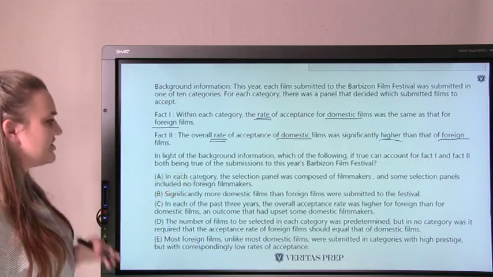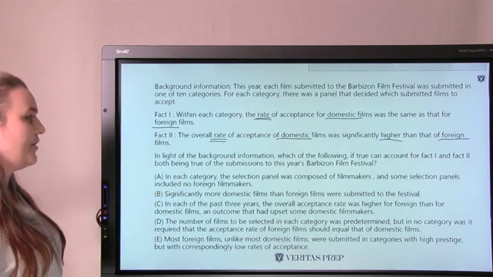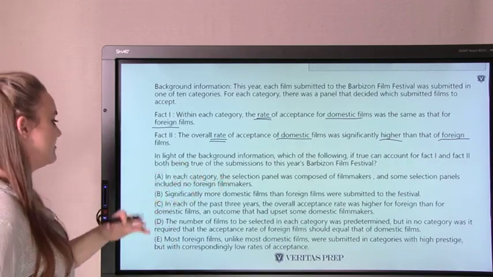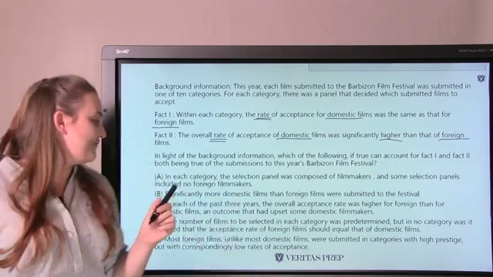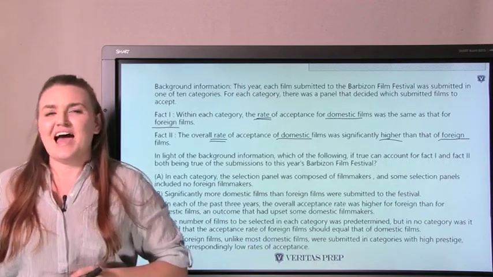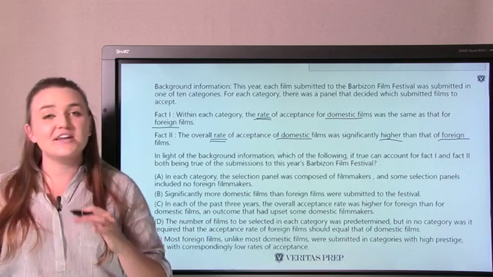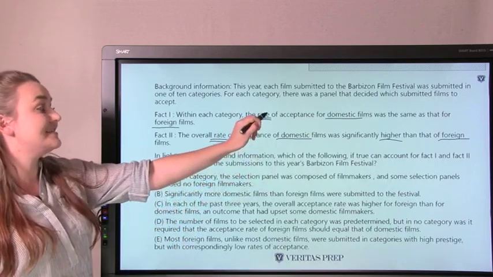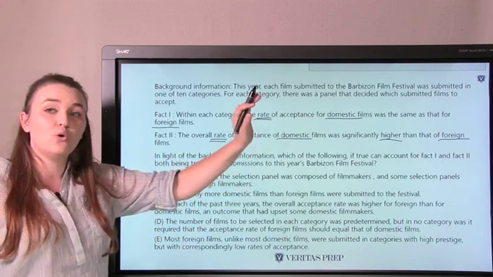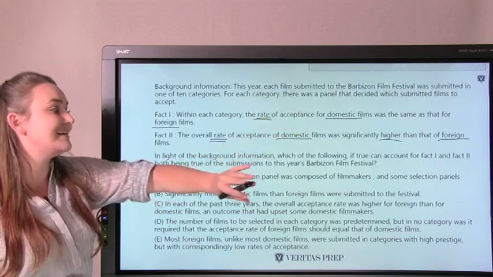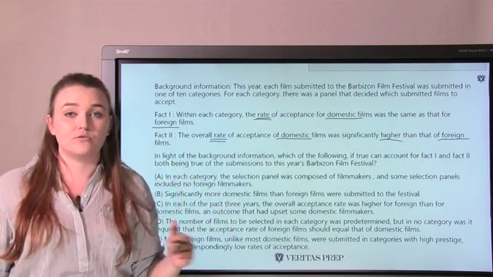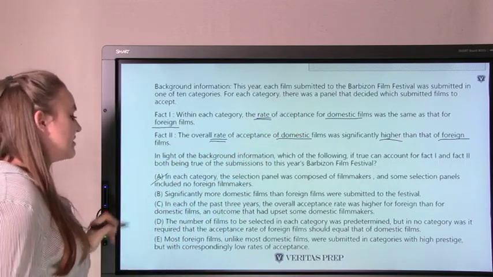In each category, the selection panel was composed of filmmakers, and some selection panels included no foreign filmmakers. So having potential selection bias in our panel does not address the difference between the same rate of acceptance within categories, but a different overall rate of acceptance. And so A is pretty clearly out.